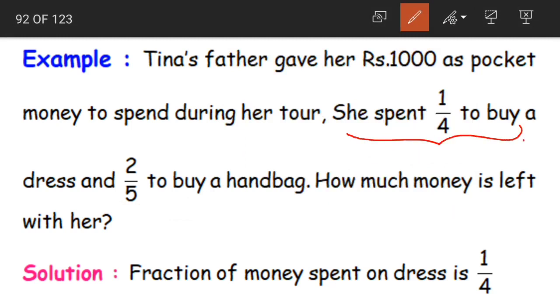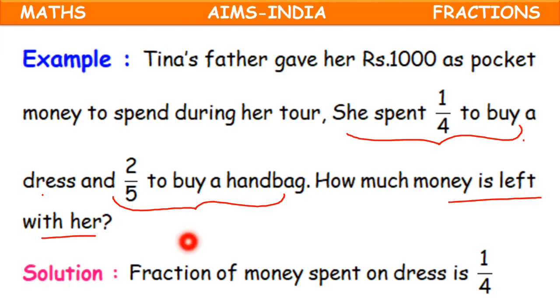After spending 1 by 4 to buy a dress and 2 by 5 of the money to buy a handbag, we must find out how much money is left with her. Yes, after spending, how much is she left with? Now when we come to the solution, what will be the steps, children?